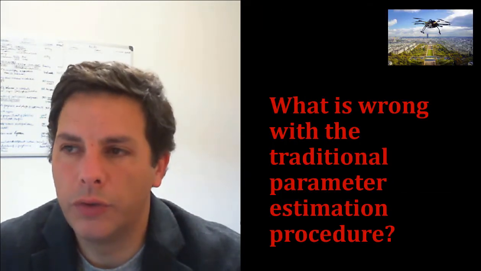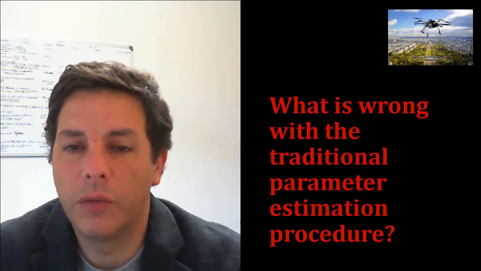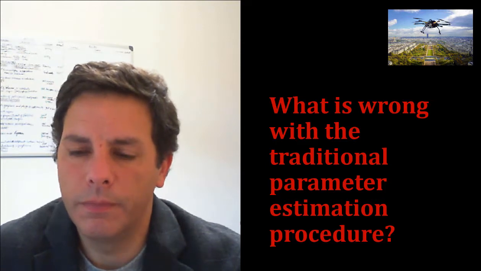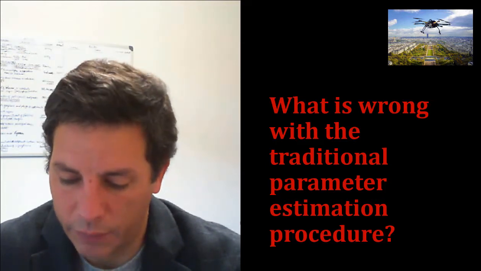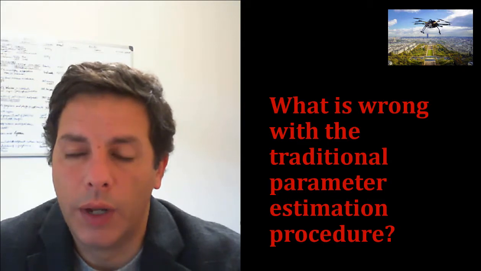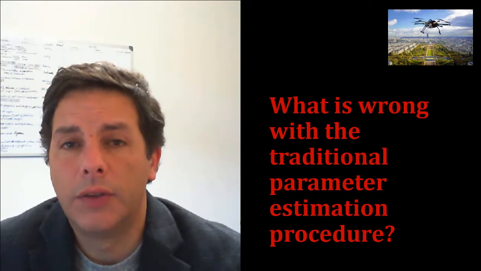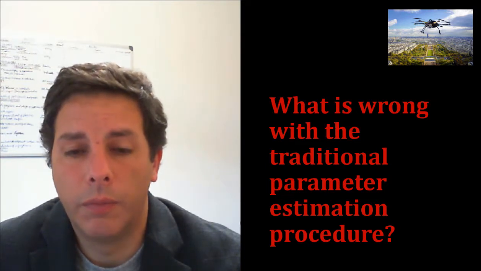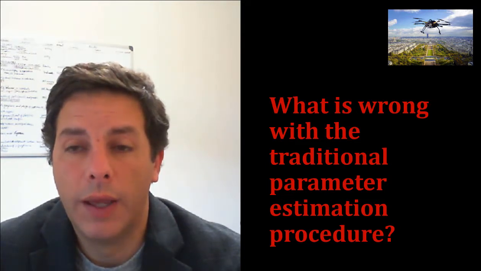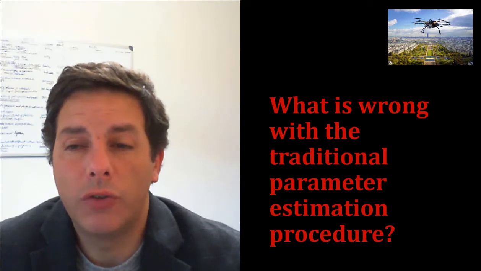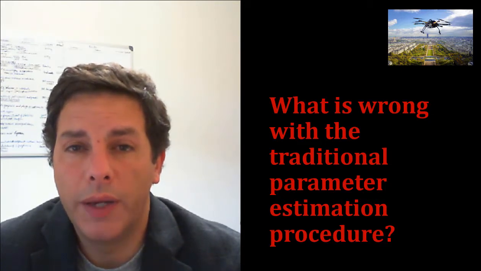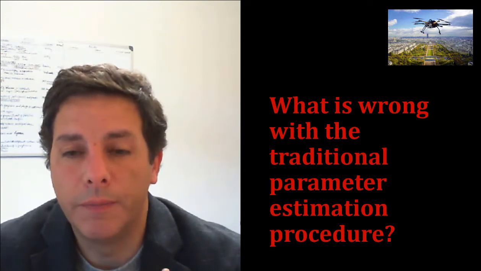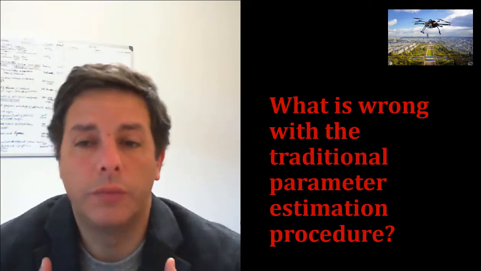Now, try to answer by yourself what is wrong with the traditional parameter estimation procedure, and come back and try to answer the question. Well, the answer is that to me it's wrong to make an assumption of the parameter of the population, and then we make an estimation of that same parameter. So why do we make an estimation if we already assumed the value of that parameter? So that's flawed to me.